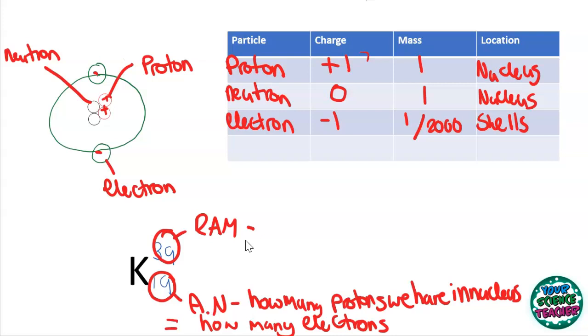Now, the relative atomic mass is the number of neutrons added to the number of protons, because protons and neutrons are the only things in your atoms that really have mass. I said the electron is so small that you can assume it's almost zero. So the relative atomic mass is the number of protons added to the number of neutrons.